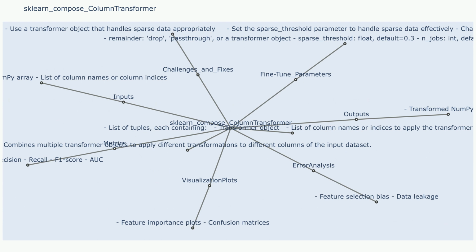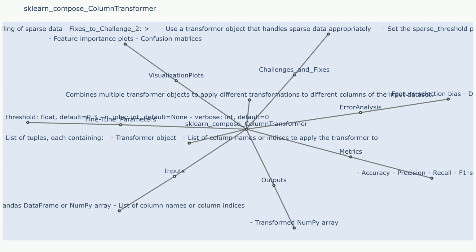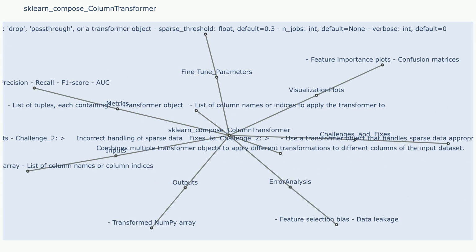Challenge two: different data types. Sample use case: when dealing with mixed data types, e.g., numerical and categorical, you might need different transformers for each type. Fixes. Define separate transformers for each data type and apply them using column transformer. Use appropriate transformer objects for each type, e.g., one hot encoder for categorical, standard scaler for numerical.